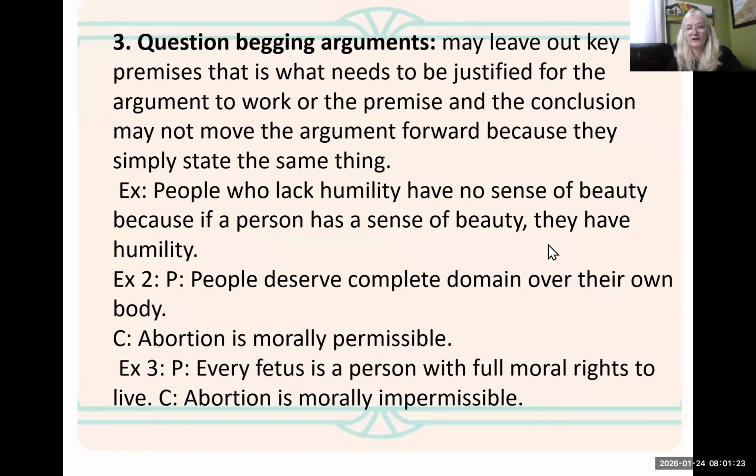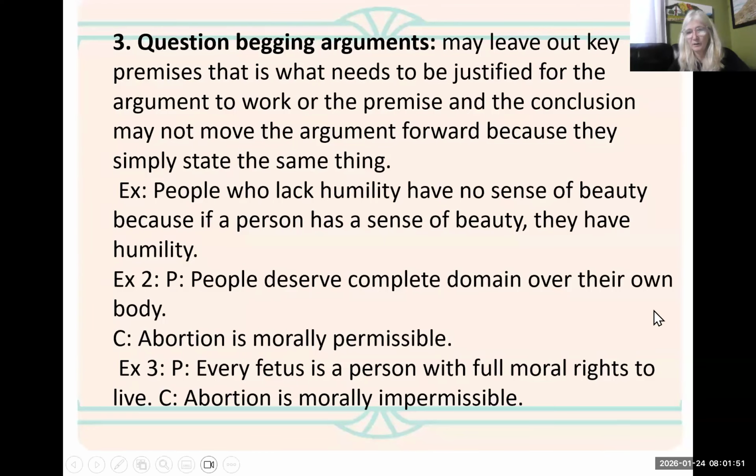You can also have question begging arguments. These may leave out key premises, and that is what needs to be in to have the justification and the argument work. Or the premise and the conclusion may not move the argument forward because they simply state the same thing. For example, people who lack humility have no sense of beauty, because if a person has a sense of beauty, they have humility.